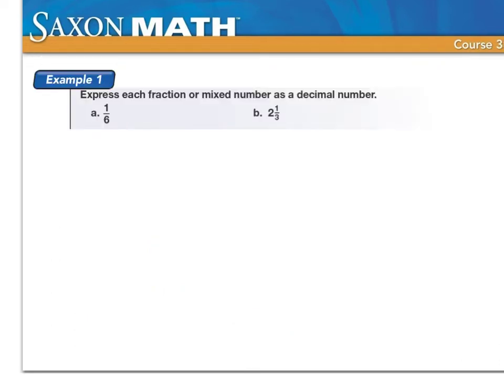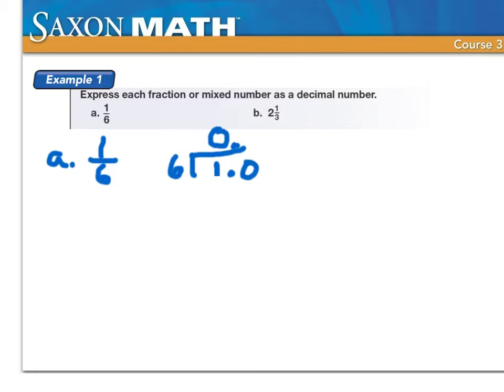Example 1 says express each fraction or mixed number as a decimal number. We learned how to do this before. Starting with 1/6, I'm going to make a division problem where my numerator, my top number, goes on the inside, and my denominator goes on the outside. So I have 1 divided by 6. Well, 6 doesn't go into 1, so we put a 0 there. Then I have to put a decimal. I like to put my decimal up top right away so I don't forget about it.